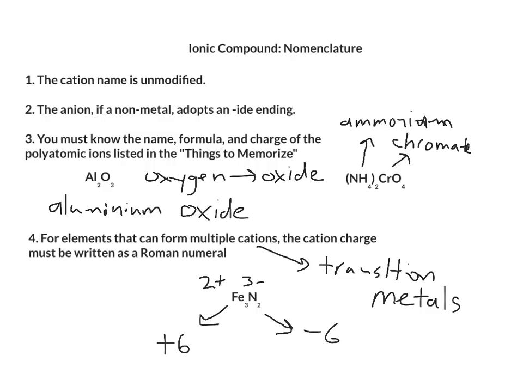So to properly name this, it is iron, Roman numeral 2, II, nitride. With nitrogen, you drop the OGEN and add the IDE ending. And those are the rules for naming ionic compounds.